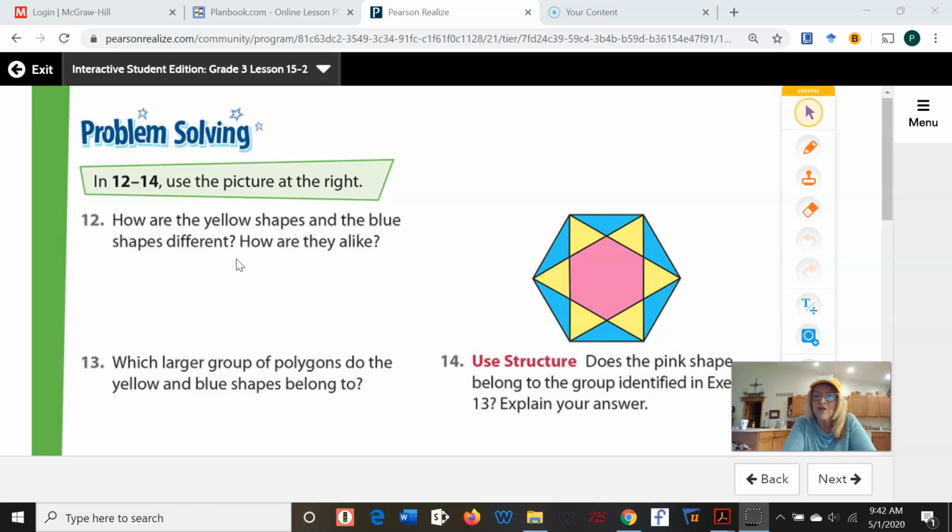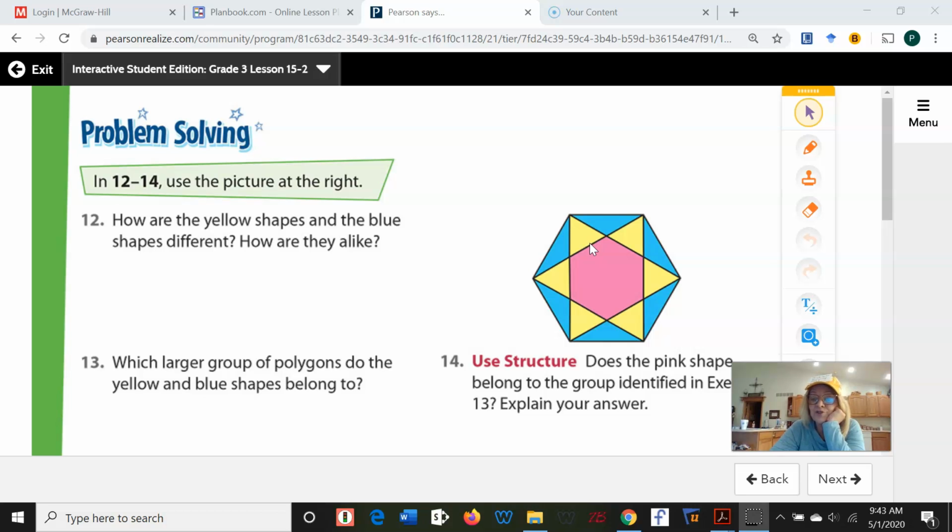Boy, I wish you were here so I could call on somebody to answer that question, because I could see those hands shooting up in my classroom. How are they different? I'm going to take my marker and just trace over. Look at this blue one. Look at this yellow one. What do we notice? How are they different?